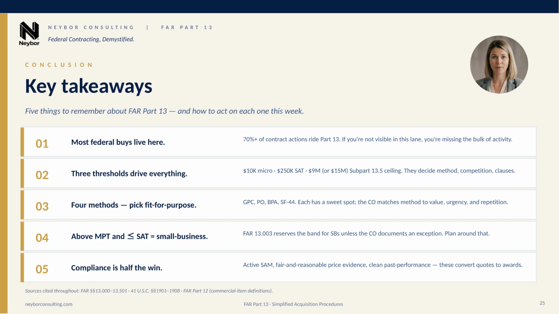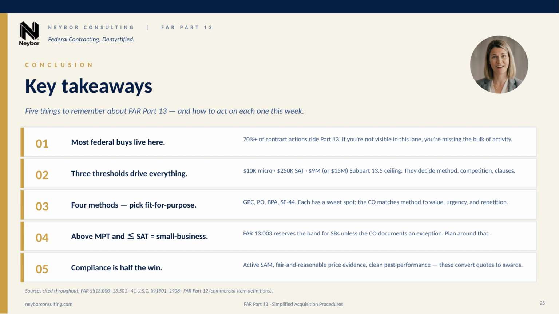3. 4 methods are available: the purchase card, the purchase order, the BPA, and the SF-44. Each has a sweet spot, and a good contracting officer matches the method to the value, the urgency, and the repetition of the need. 4. Above the micropurchase threshold and at or below the Simplified Acquisition Threshold, every buy is reserved for small business by default. Plan your pursuits around that band.